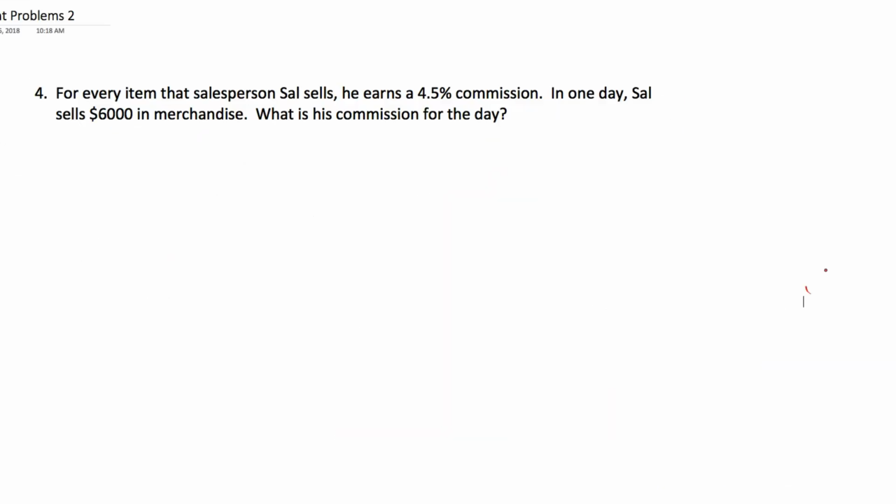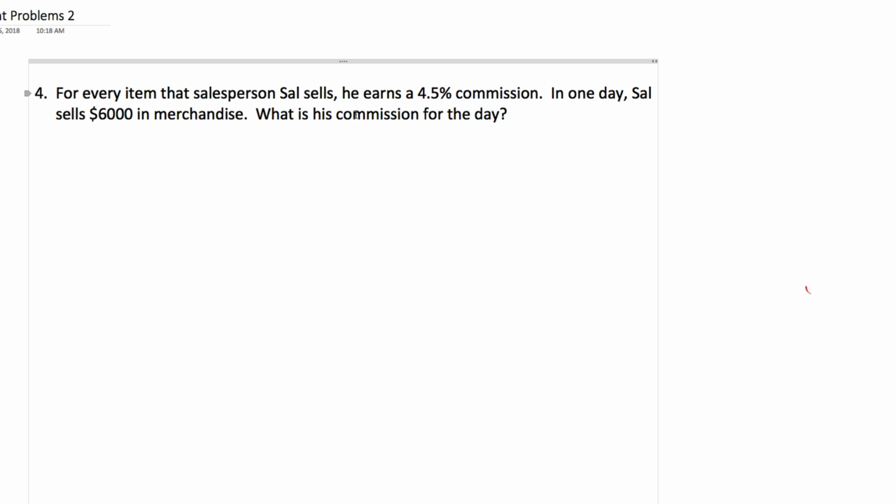Another question. For every item that a salesperson sells, he earns a 4.5% commission. Selling on commission is a way that many salespeople earn their living, where they get a percentage of the price of the item they sell as their take-home pay. So for example, if our salesperson here sold a $100 item, he would earn 4.5% of that $100 item, which would be $4.50 in take-home pay. So the more he sells, the more he makes.